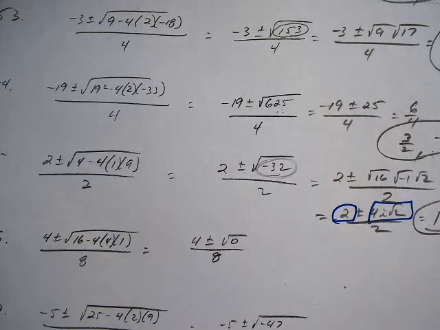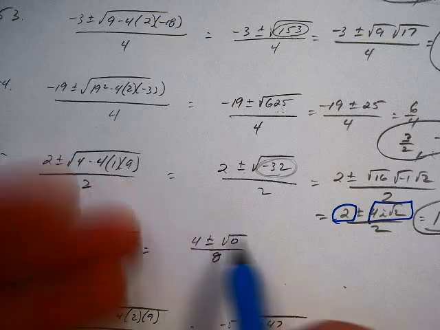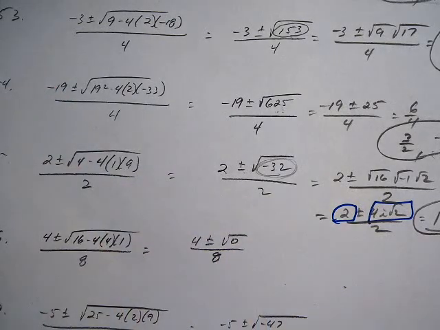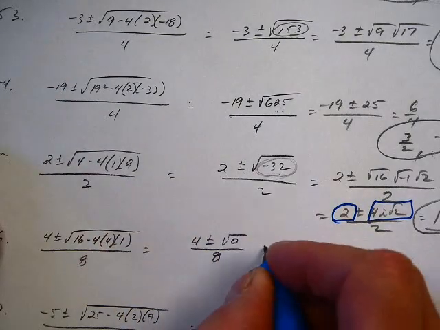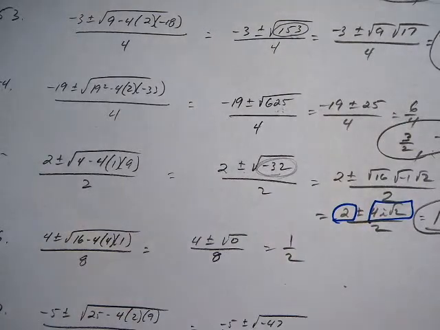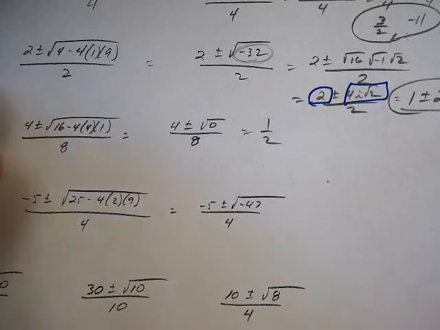Okay. Next one, 4 plus or minus square root of 0. Well, let's review. If that's 0, what's that tell us? One solution. And you should understand that without even looking at your notes, because if you think about it, plus 0, minus 0, I'm going to get the same thing twice. So I'm going to get one solution, and this is 1/2. Okay? Those are the easiest ones to simplify. Whenever your discriminant is 0, you're like, oh, thank you. It's easy to simplify. Next one, square root of negative 47.